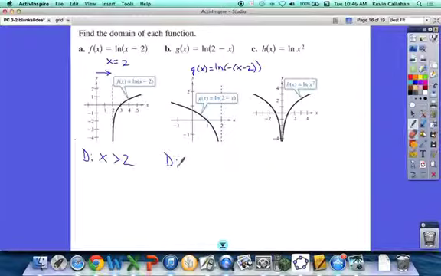X is less than 2. Okay, don't think in whole numbers. Don't say X is less than 1. What about all the points on this graph that are in between 1 and 2? X is less than 2.